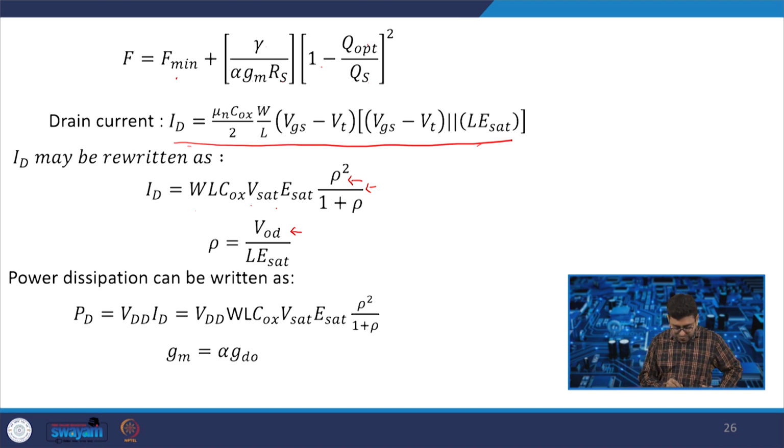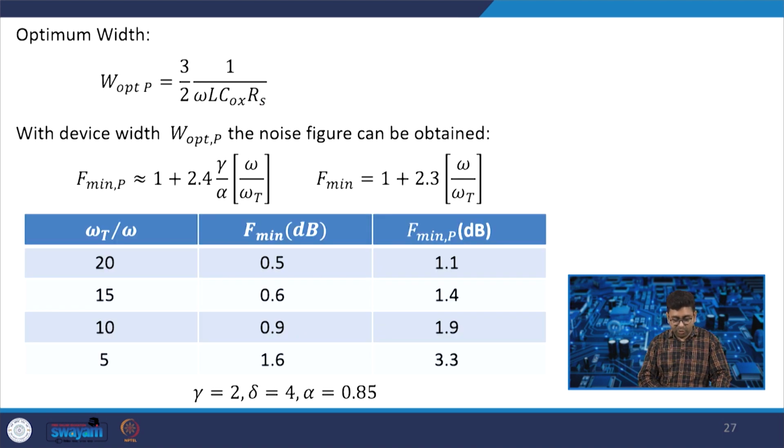Now, we will find the power dissipation, that is PD, which is equal to VDD into ID. So, your PD is given by VDD W L Cox V saturation into E saturation times rho square by 1 plus rho square, and your Gm is equal to alpha Gd0. Now, what we want is to minimize this power dissipation. How can we minimize the power dissipation? We need to minimize with respect to the value of rho, and if we work this out, we will get the optimized width for which we get the minimum power, and that is given by 3 by 2 times 1 by W L Cox into Rs. So, this will provide us the optimum width for power consideration.